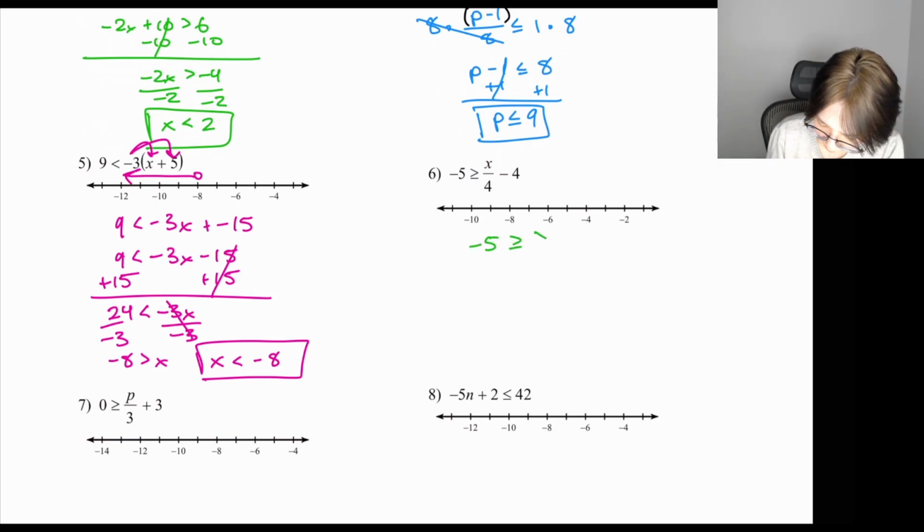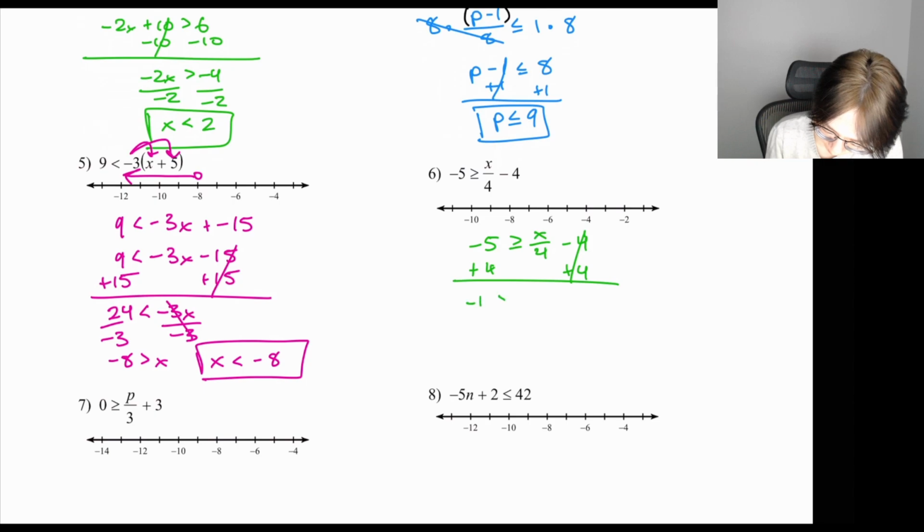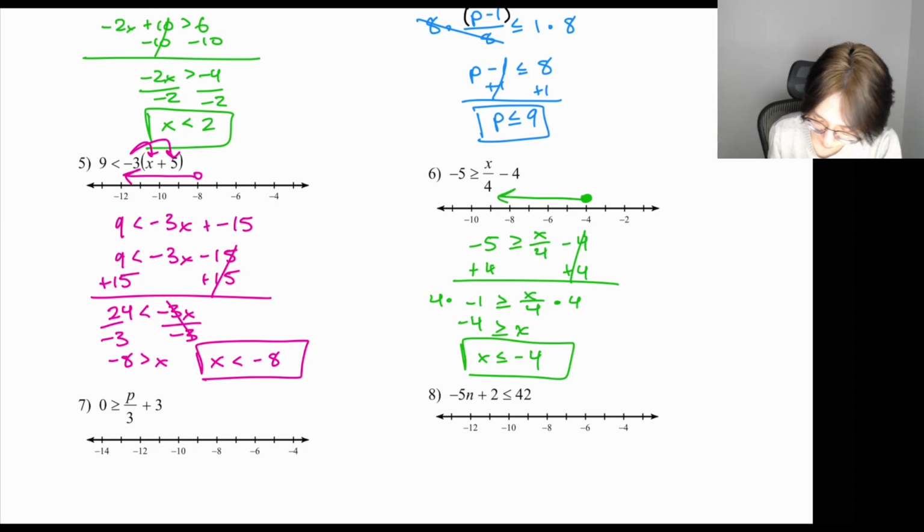Negative 5 is greater than x over 4 minus 4. We have a divide by 4 and minus 4. Take care of the minus 4 first. Add 4 to both sides. We have negative 1 greater than or equal to x divided by 4. Multiply both sides by 4. Get negative 4 on that side. X on this side, I flip it around so that x is on the left side. Closed circle at negative 4. Everything less than negative 4, so towards the left.